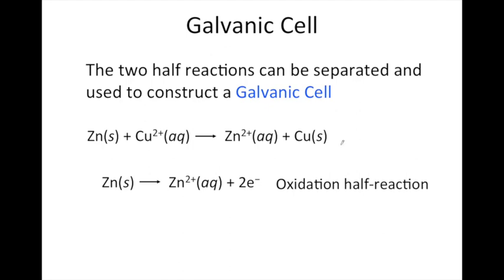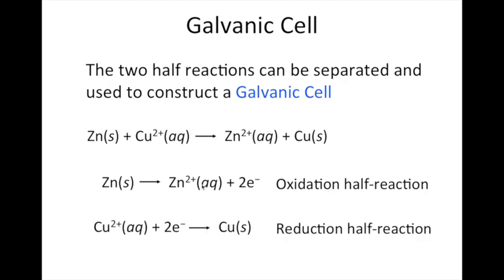So our half reactions, of course, here we have zinc going to zinc 2+. This would be the oxidation half reaction since we're losing electrons. And the reduction half reaction would look like this. The copper ions are gaining electrons and forming solid copper, and gaining electrons is reduction.